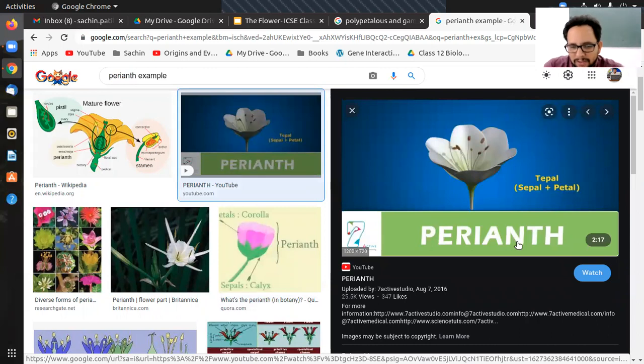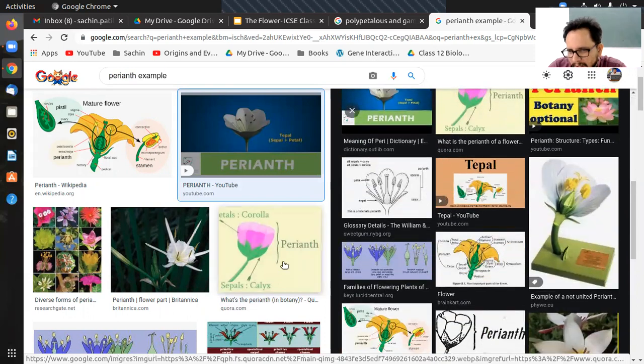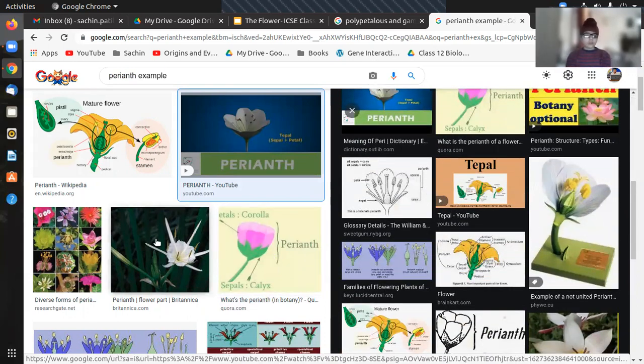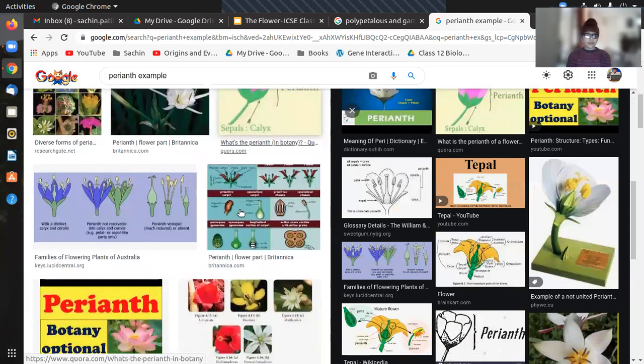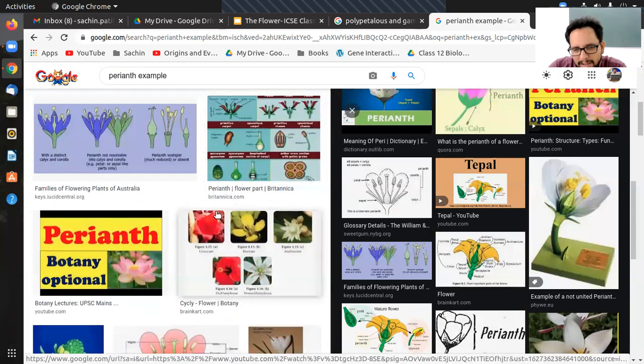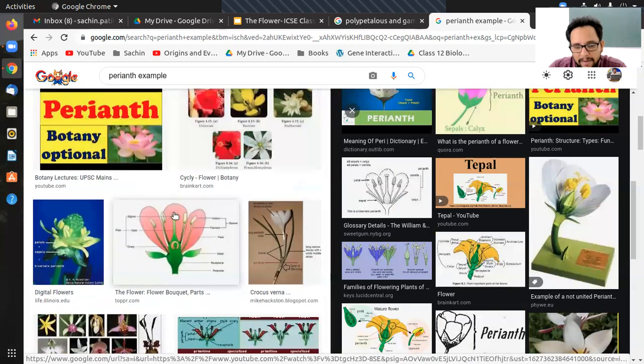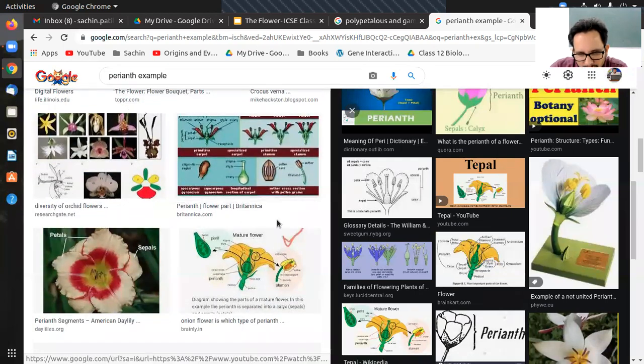And even in the case of champa, that is also an example, the flower that we just saw, of the fusion of the sepal and petal. In some cases you will also find the terminology tepal being used. That is nothing but the perianth. I think the Sadafuli also is like this. Correct, Sadafuli is also an example of having a perianth structure.